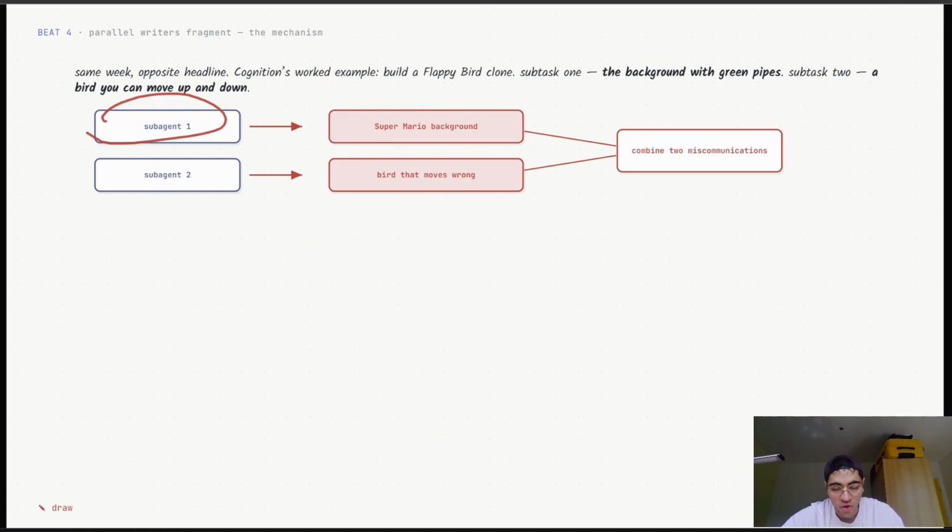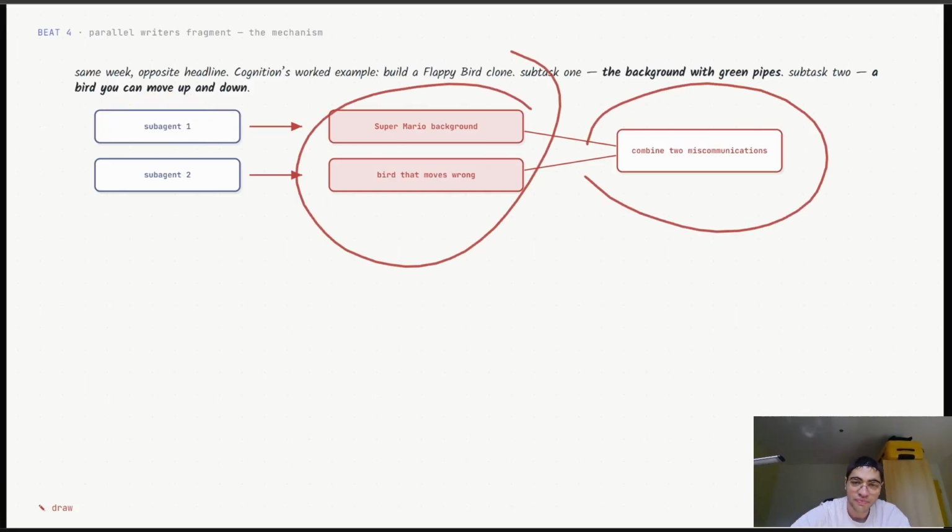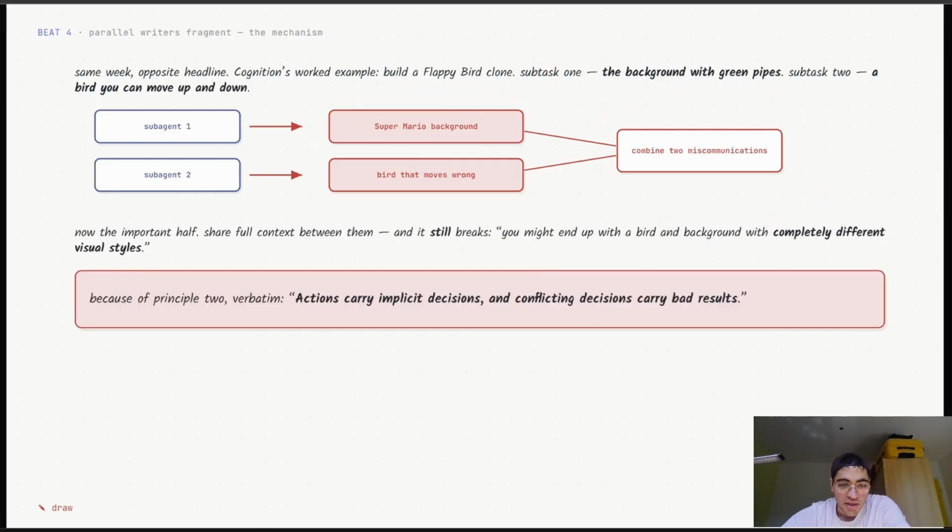The whole idea, I don't need you to remember the example, I just need you to understand that the final agent is left combining these 2 miscommunications. It received 2 parts that do not work with each other, and you're telling it, okay, make it work. And this is the important part: even if you fix the obvious problem and share the full context, giving each agent everything, it still breaks. If you go through the wording, what they said is that you might end up with a bird and a background with completely different visual styles.